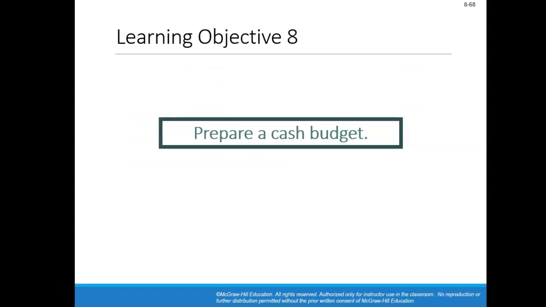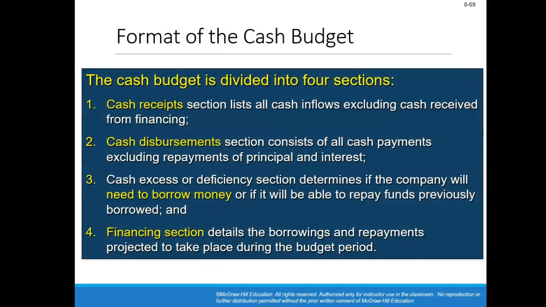Okay, so now we've done our sales budget, our production budget, material budget, labor budget. We've done our overhead budget as well as our selling and admin expenses budget. So we're going to put those all together into what's known as a cash budget. The cash budget is a culmination of those individual budgets. The cash budget has four distinct sections. Cash receipts, to show all the cash inflows. Cash disbursements, to show all of the cash outflows.